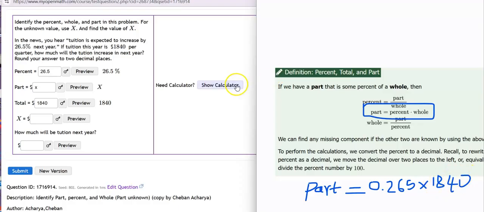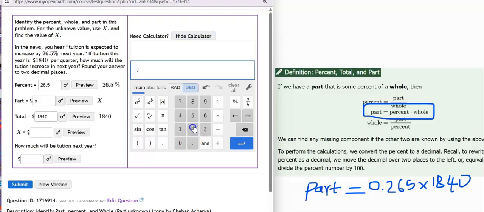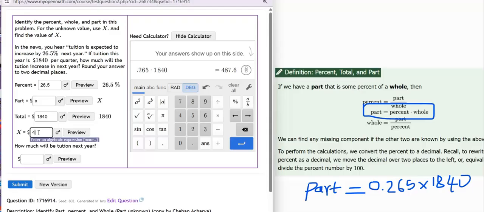So you multiply these two numbers, 0.265 times 1,840. So you get x value $487.60 cents. So that much tuition is going to increase by.